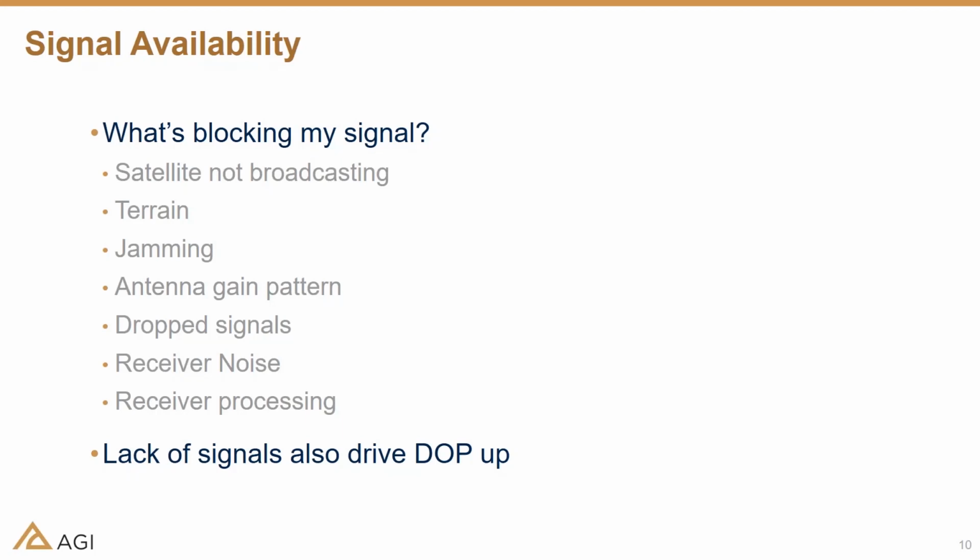So just to reiterate, if you don't have signals, if your receiver is expecting, say, 20 signals and your terrain might be blocking some, or you might be jammed, or you might be dropping signals, you're losing the number of signals you have, and so that's going to drive DOP up as well. So that also hinders your performance.